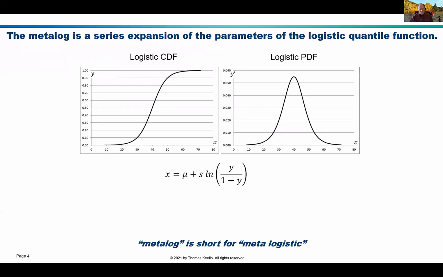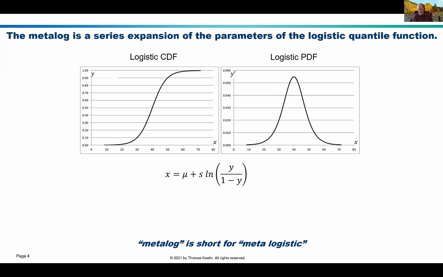So what is a Metalog? Well, we start with the logistic distribution, and here is the CDF and the PDF of the logistic distribution, which looks a lot like the normal. It's just slightly narrower and has slightly heavier tails. But nicely, it is characterized by this beautifully simple closed form equation. And the curve on the left, the CDF, is now expressed as a quantile function, where we have x as a function of cumulative probability y rather than the other way around.